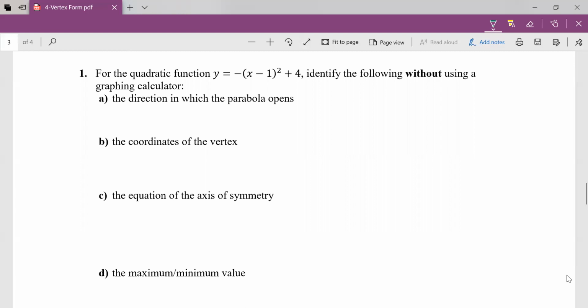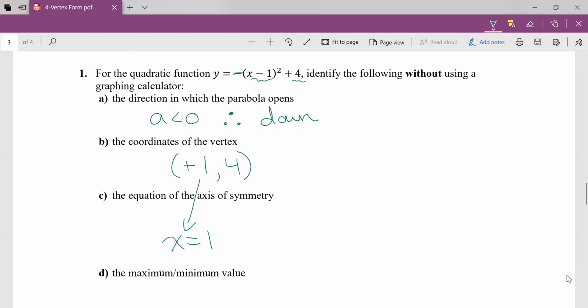So the direction in which the parabola opens. Well, my lead coefficient is negative. a is less than 0. So what do I know? Therefore, this graph opens down. Coordinates of the vertex. Well, that comes from here and here. It's my h and k. But just remember, inside the parentheses, it goes the opposite way. So it's positive 1, positive 4. The axis of symmetry is the x coordinate. That's x is equal to 1.